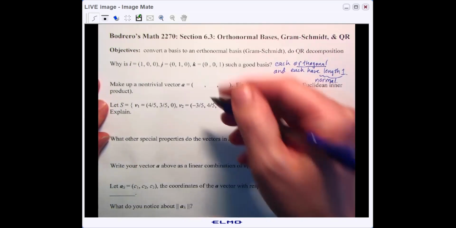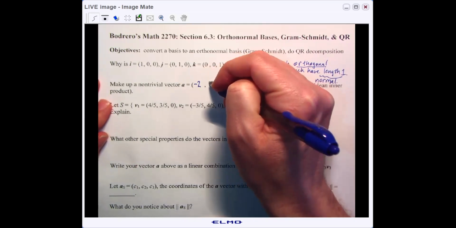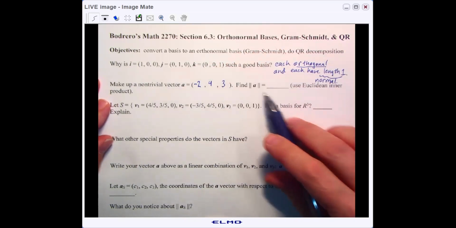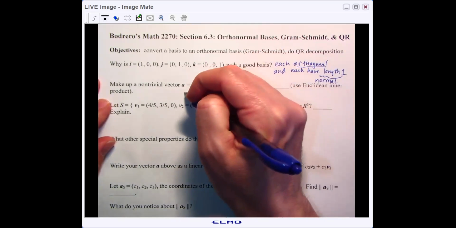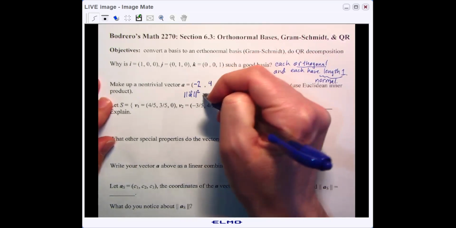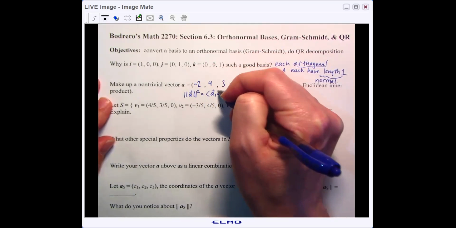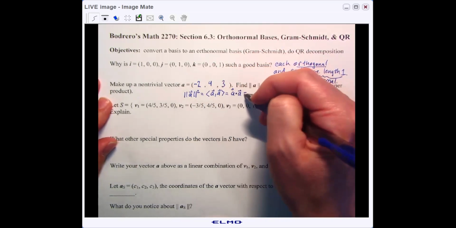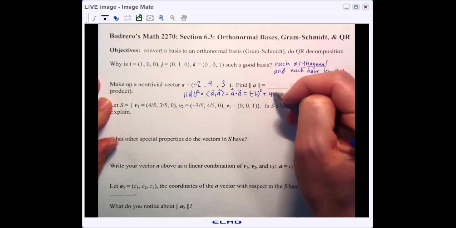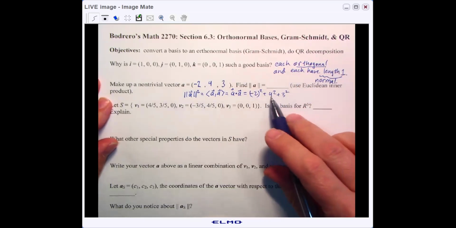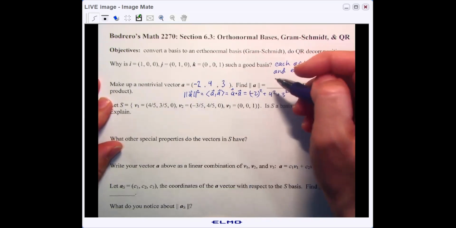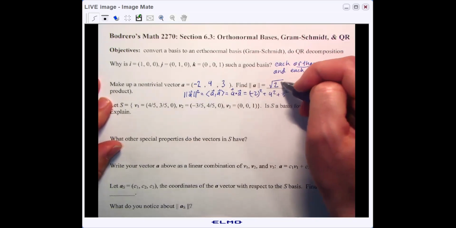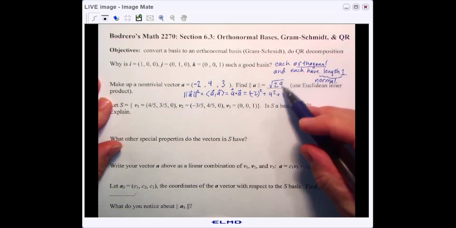Next up, we want to make up any non-trivial vector you want. I had my calculator randomly generate some numbers between -5 and 5 and came up with -2, 4, and 3. So let's find the magnitude of A with our standard Euclidean inner product. To do that, and your vector may be slightly different, we do A inner product with A, which is just our dot product. That gives us -2 squared plus 4 squared plus 3 squared, which is 4 plus 16 plus 9, or 29. Since that was the magnitude squared, the magnitude of vector A is the square root of 29, so between 5 and 6.